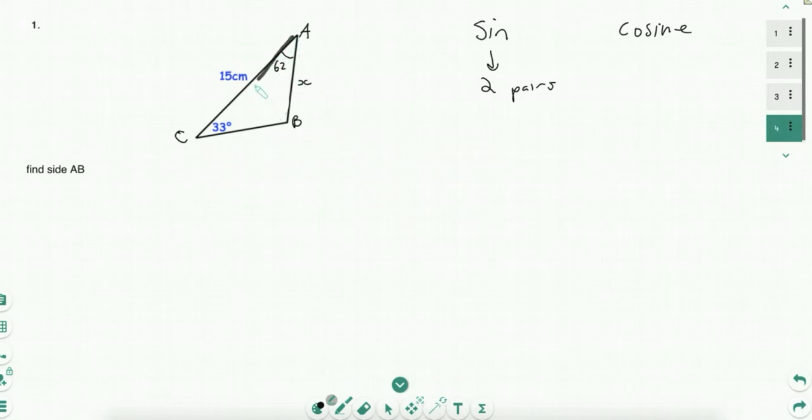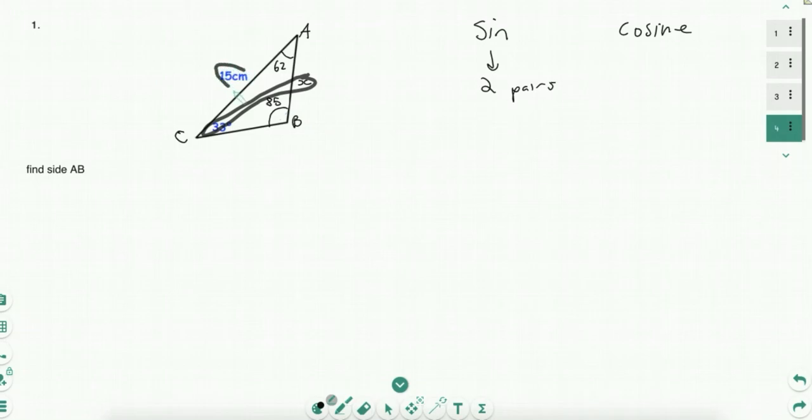What do the angles in a triangle add up to? 180. Therefore, we can actually maybe find this angle. And if we're able to find this angle, perhaps we can use the sine rule. So to find that missing angle would be 180 minus 33 minus 62, which is 85. Okay, and now I want to find this pair here.